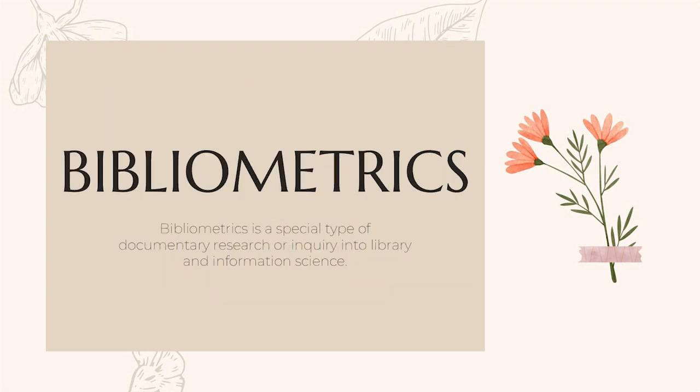Bibliometrics. Bibliometrics is a special type of documentary research or inquiry into library and information science. The most common type of bibliometric research is concerned with citations. Bibliometric analyses have greatly benefited from computerized bibliographic databases, citation indexes, and statistical programs.